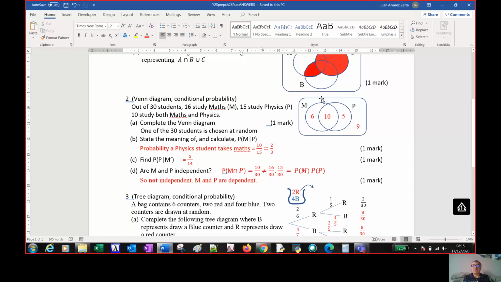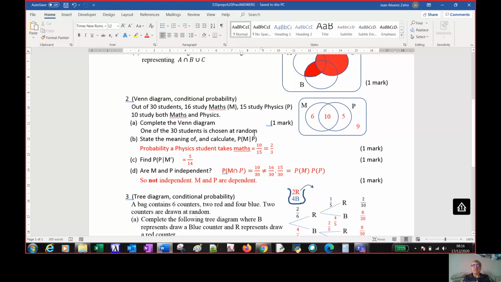So once you've filled in your Venn diagram, hopefully you're good at that from the first year, now we're ready to do conditional probability. So what's the meaning of probability of M, a vertical line P? Well, vertical line means given. It's a form of conditional probability. So this means the probability of M given P.